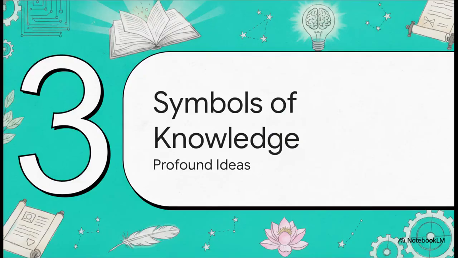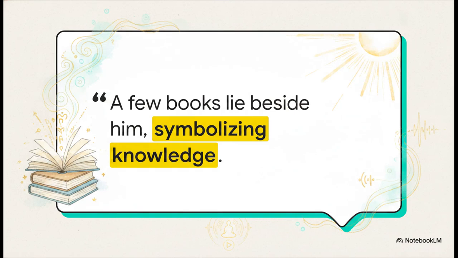Which brings us to section 3, the symbols of knowledge. Our source points out something super important here, noting a few books lie beside him, symbolizing knowledge. The big takeaway? These books aren't just random props left in the frame by accident. No way. They act as a vital narrative bridge holding ancient wisdom.